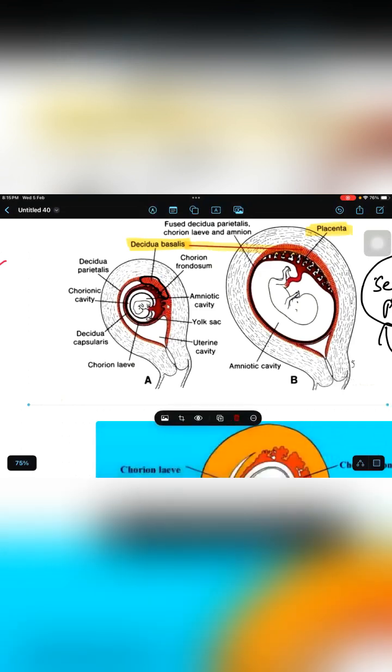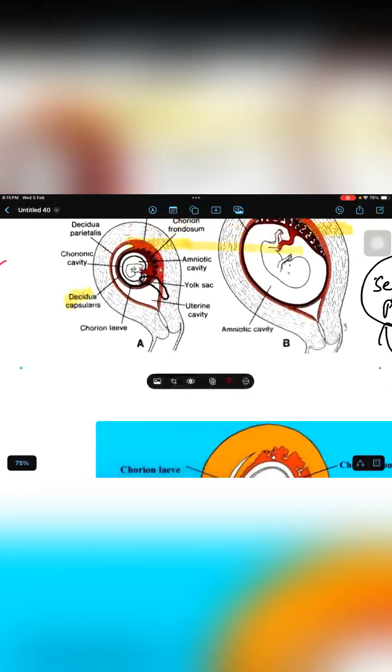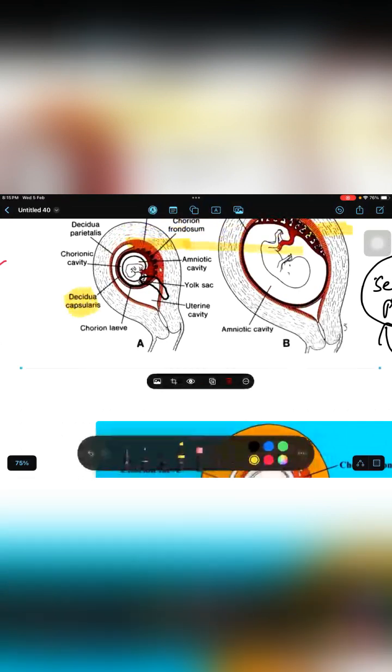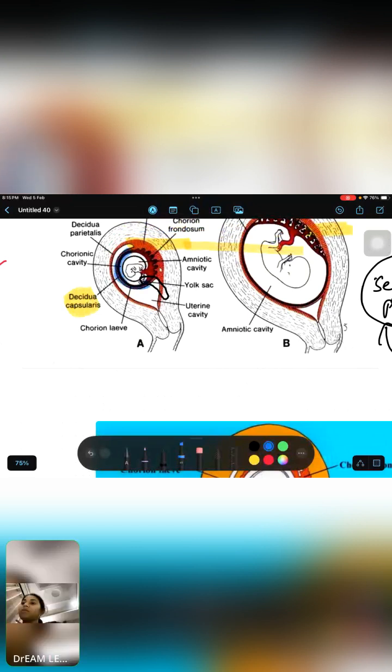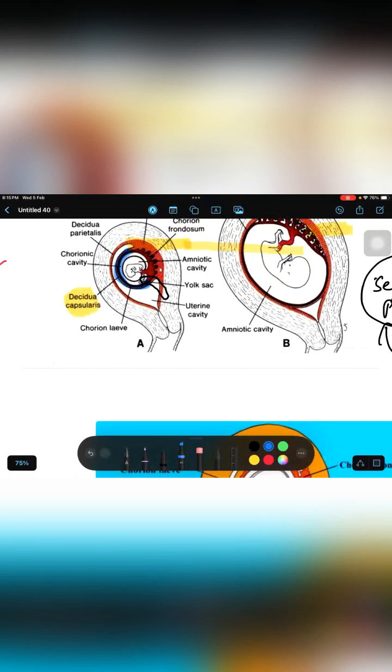Next comes the decidua capsularis. So this is decidua capsularis. See what it is doing. It is just encapsulating. It is separating the embryo from the uterine lumen. Okay, this is the uterine lumen, you can see. This is the uterine cavity. So this decidua capsularis is separating the embryo from the uterine cavity. It acts as a capsule, as a shell over the embryo.